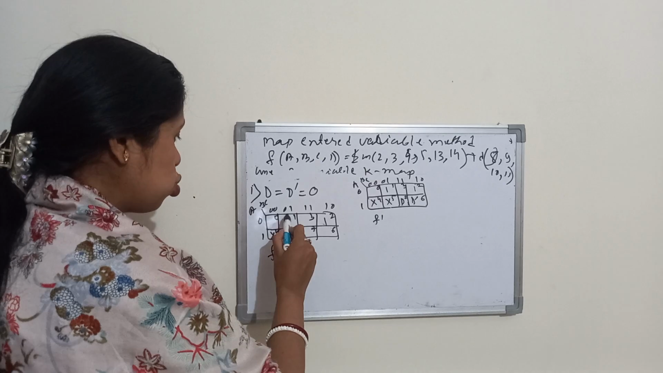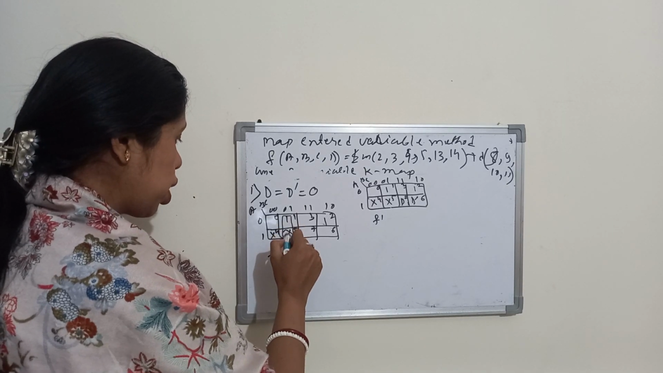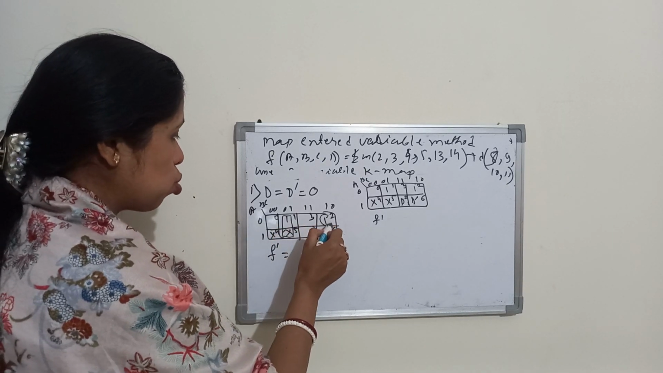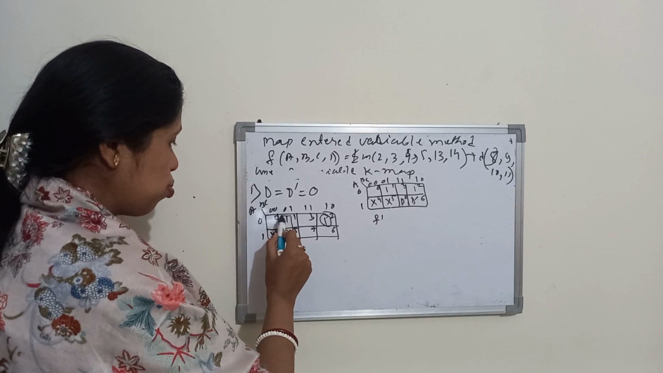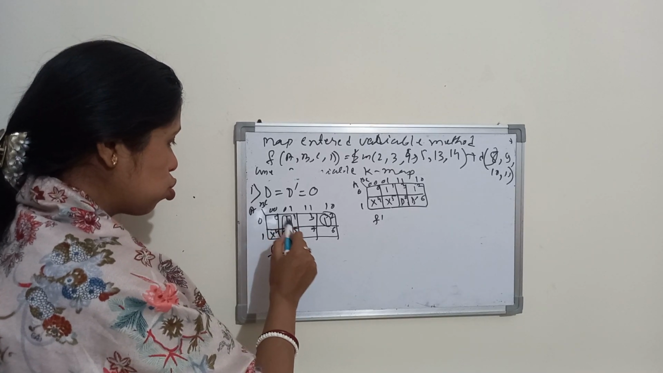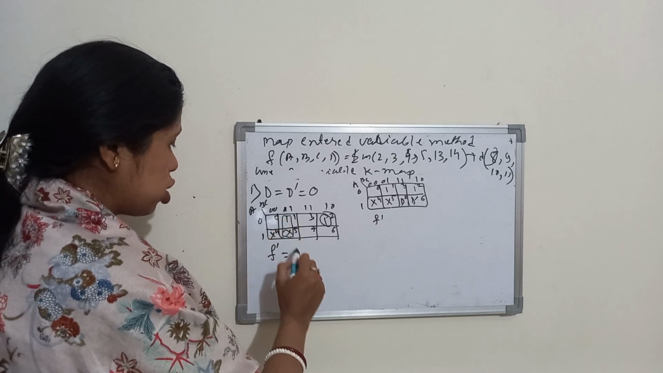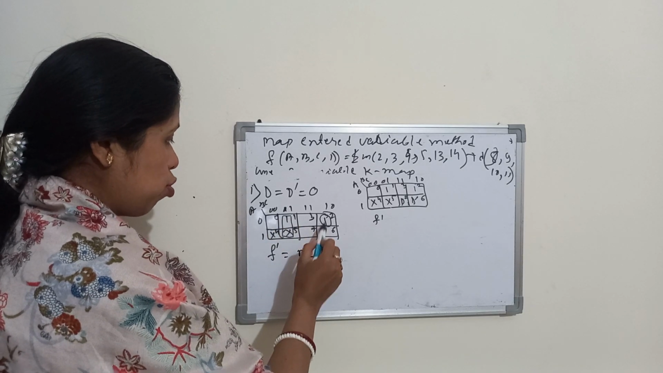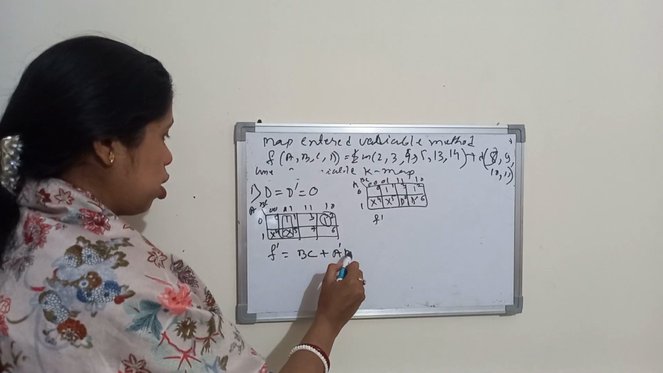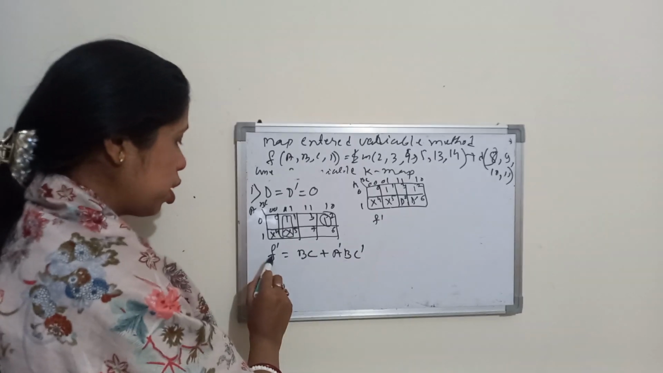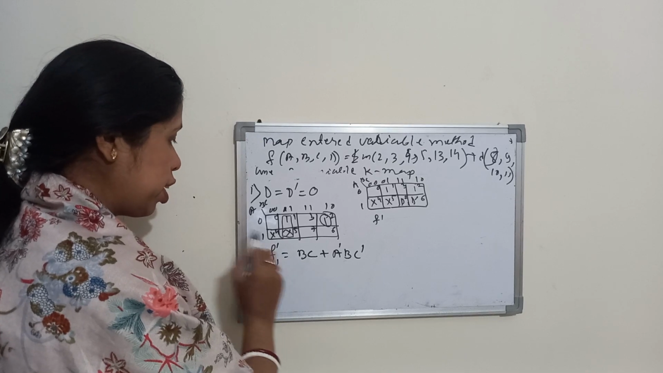First you have to do the grouping. This one and x can create one group, and this individual one can create one group. So I am writing the expression. For choosing this group, these two values are constant, b and c. For this one, a prime, b, c prime. Suppose this is f1 dash.